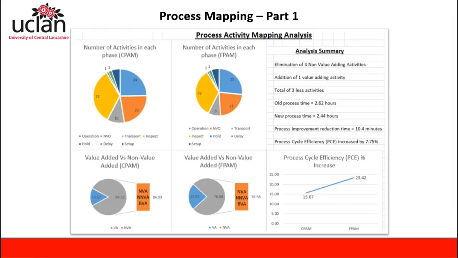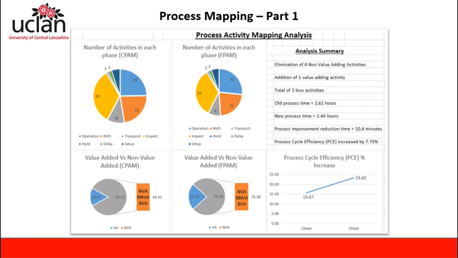So the process activity map that you saw on the previous slides was created in Excel, so it's quite easy to create some custom visualizations and analysis of this using pie charts, graphs or bar charts. And as you can see, it highlights the non-value added activities and the value added activities and the percentages of each and which areas they lie within. The analysis summary shows an elimination of 4 non-value added activities, and we actually added 1 value added activity in replacement of some of these in this particular case.